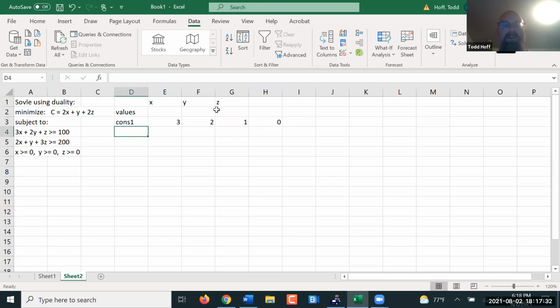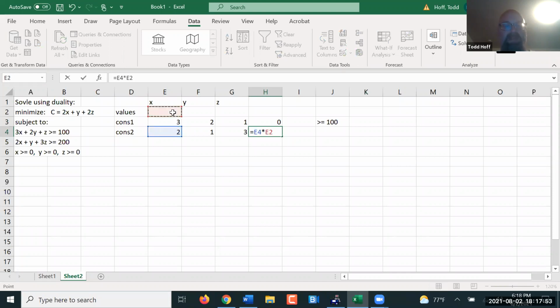Of course, right now that's 0 because these variables are blank. And I want that to be greater than or equal to 100. That's what the first constraint says. The second constraint is 2x, 1y, and 3z. Again, that value is going to be this coefficient of x times the value of x plus this coefficient of y times the value of y plus this coefficient of z times the value of z. Again, that's 0 right now, and I want that to be greater than or equal to 200 for that second constraint.